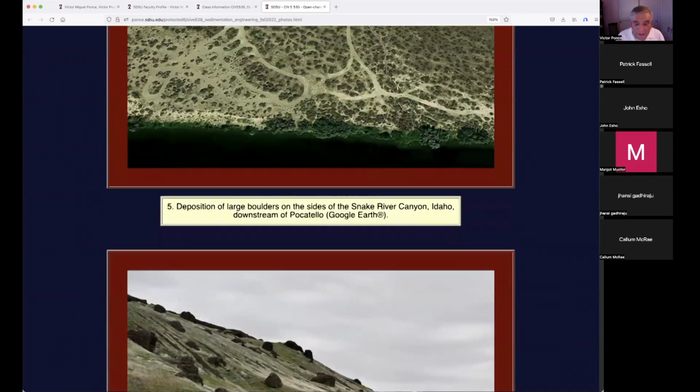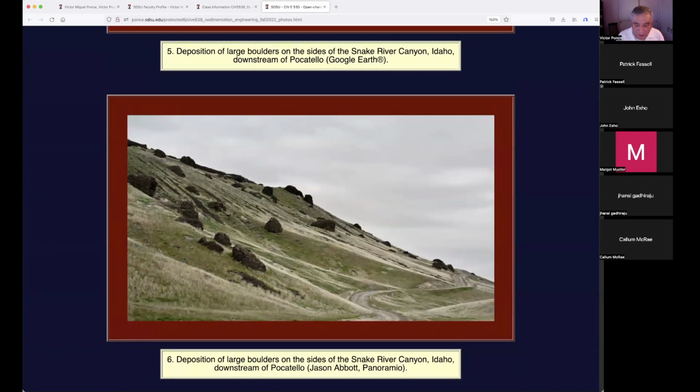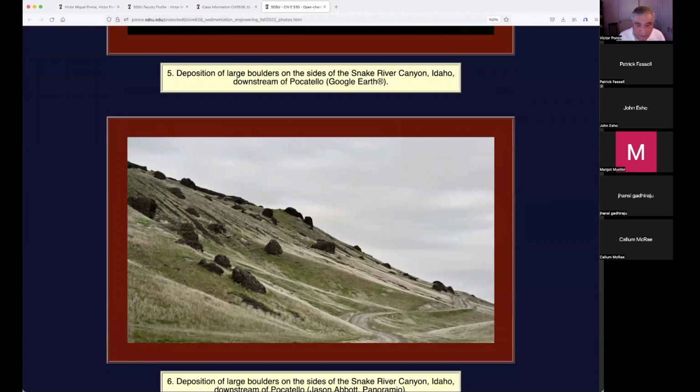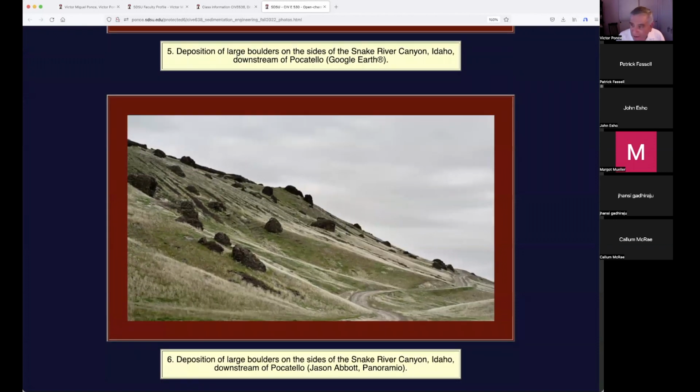Another case of the same picture. This is Google Earth, by the way. How do you get these huge boulders, about 10 foot wide, or at least 8 foot wide, on the hills? How did they climb on the hill? And the answer is no, they didn't. They were deposited there by a huge flood.